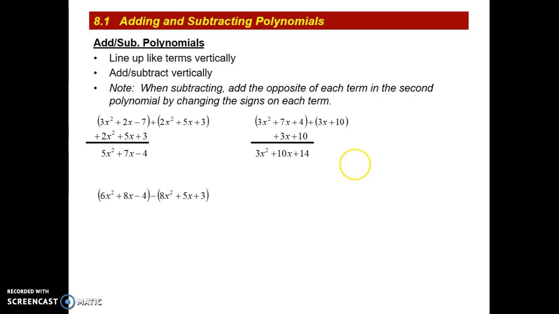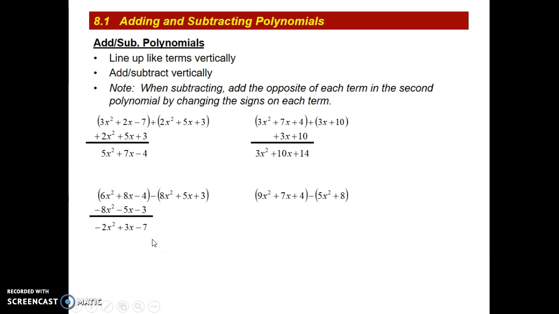So our first example is 6x squared plus 8x minus 4 minus 8x squared plus 5x plus 3. Again, I'm going to line up my like terms vertically. But this time I'm going to distribute that minus sign because I'm subtracting the entire expression from this entire expression. So when I distribute my minus sign, it actually changes all of the signs of the numbers. So now I've got 6x squared minus 8x squared for a negative 2x squared, and 8x minus 5x for a 3x, and a negative 4 minus 3 for a negative 7. This is our final answer right here.